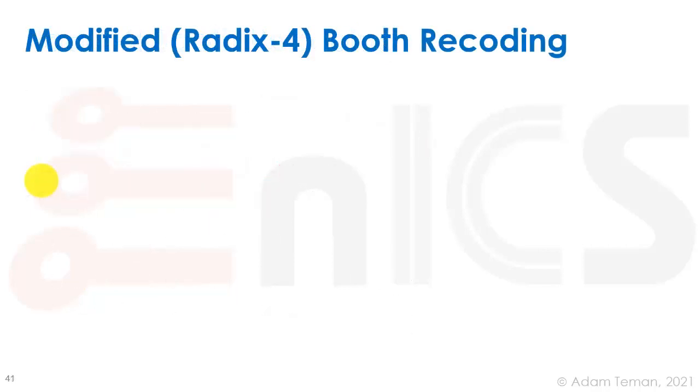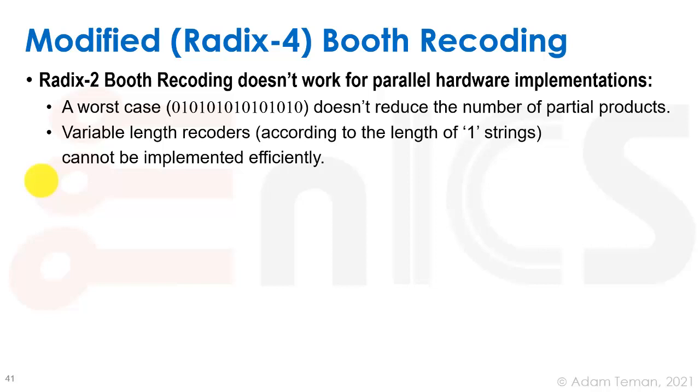Okay. However, there is a problem with that. First of all, in the worst case, if we have something like 01010101 and we do booth recoding, it will have the same number of ones after doing the booth recoding. So it usually will work. It usually increases the number of zeros versus ones, but it doesn't always work. In the worst case, it doesn't. And therefore, we cannot actually ensure that we take fewer cycles or whatever to do our implementation.